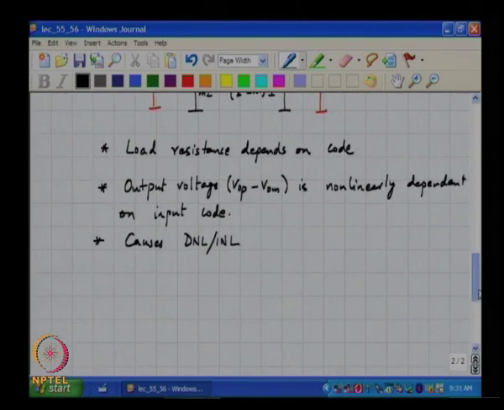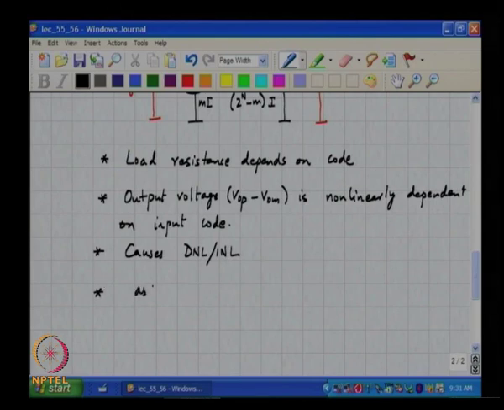Okay. So, but one thing we can say with certainty is that as G times R tends to 0, the INL and DNL will also tend to 0. Okay. Why G times R? Why not simply G?